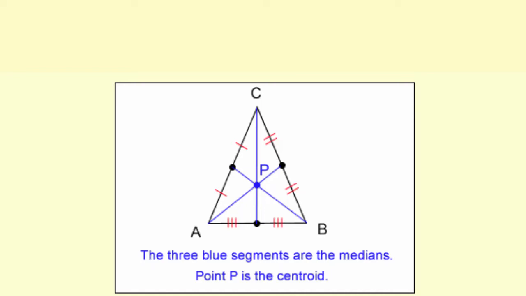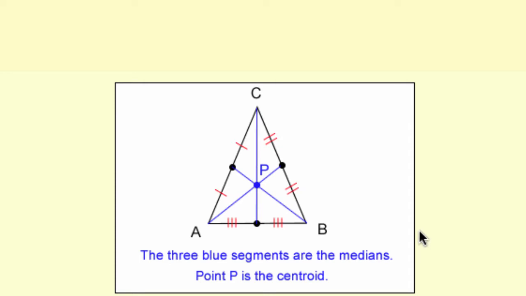So the big picture for this lesson is medians and altitudes of a triangle. Here are three medians of a triangle, and a median is drawn from the vertex to the midpoint of the opposite side. That's why you see congruent marks, because each point at the end of the median is a midpoint of the segment. And the point where all three of these medians intersect is called the centroid.